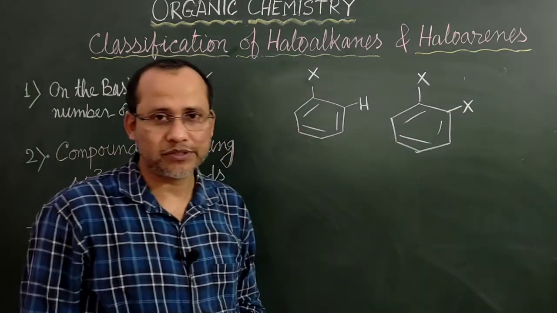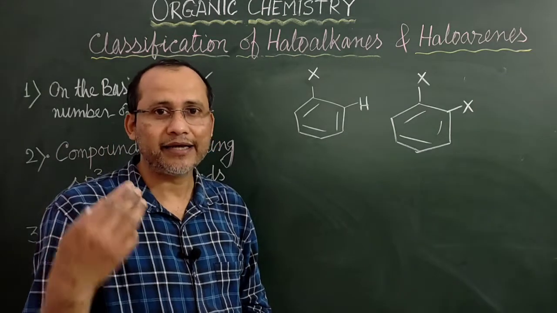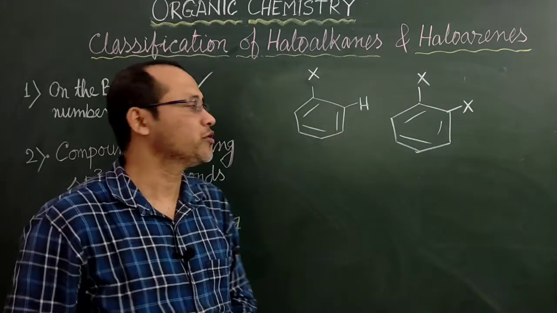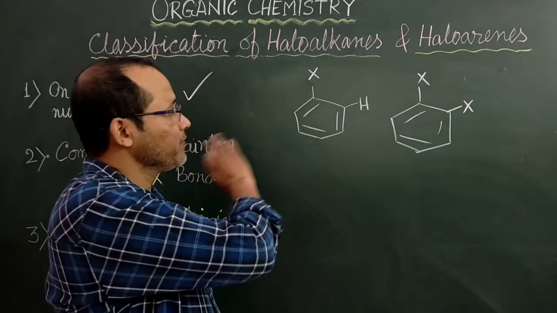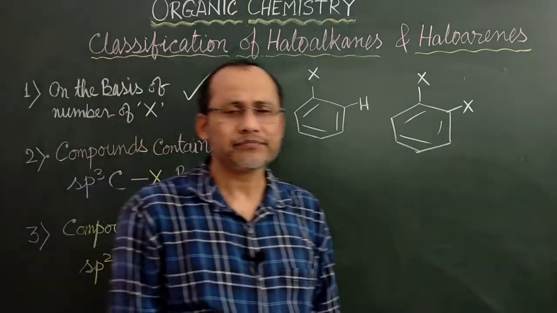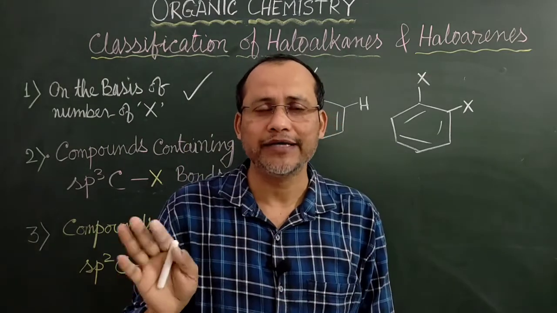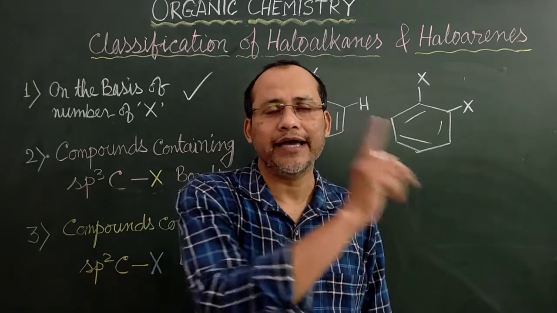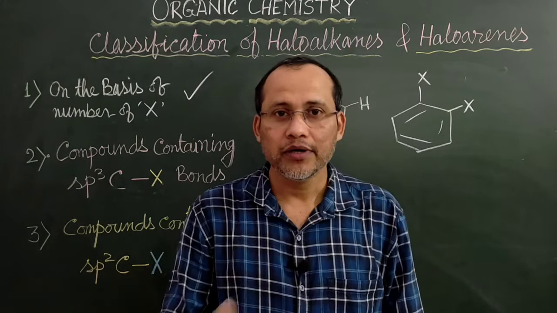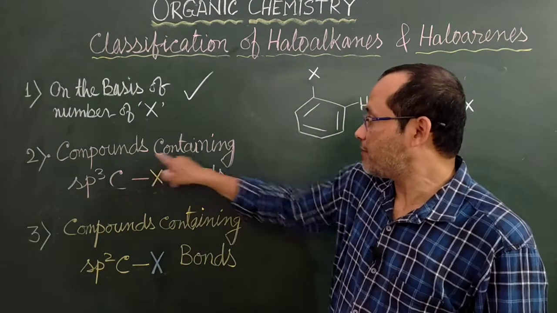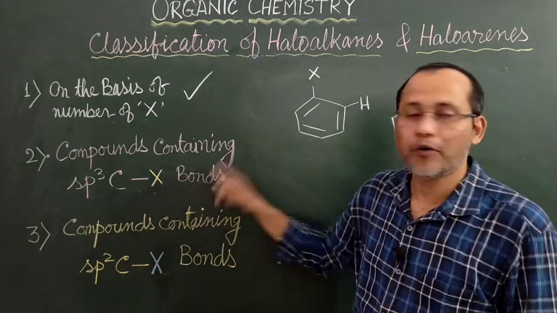Similarly, if this compound contains two halogen atoms, then it will again be dihalide, and since it is aromatic, it will be an arene. Okay, so in this way aromatic and aliphatic halides will be termed mono, di and tri, maybe more also. Now come to the next one, that is compounds containing sp3 carbon to halogen bonds.